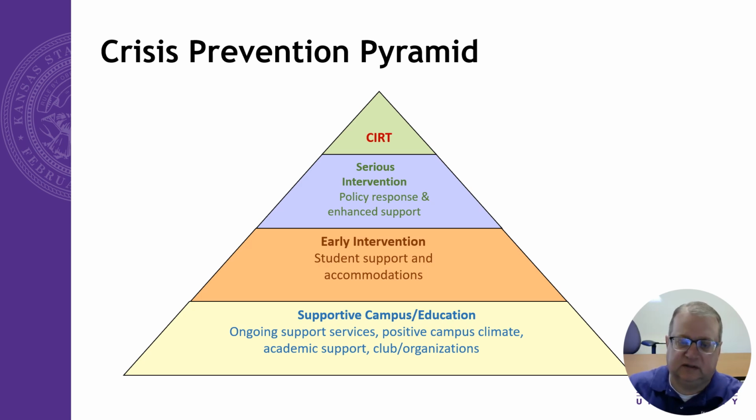What we're doing is creating a supportive campus and educational culture of support. People tell us they're having a concern or an issue, and we help them through that. We use early intervention supports, which we'll talk about in more detail in a few minutes, to get them to the point where they're more successful. And then it could ratchet up to the ultimate, which would be a critical incident response team or a threat management team, depending on who that individual may be.